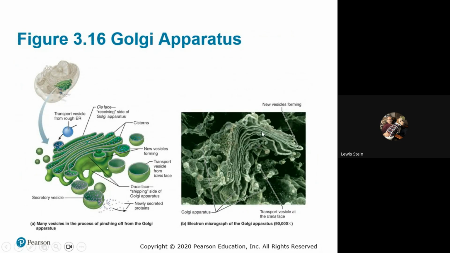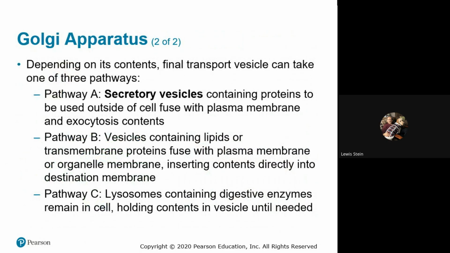And here's the actual micrograph, 90,000 times magnification, more and more folds of membrane, and you have stuff coming in, being processed, and going out. And again, the whole idea is neatly arranged and packaged in membrane for its protection. And depending on its content, this is what I mean. Those proteins came from the bound ribosomes. They're going to 3 places.